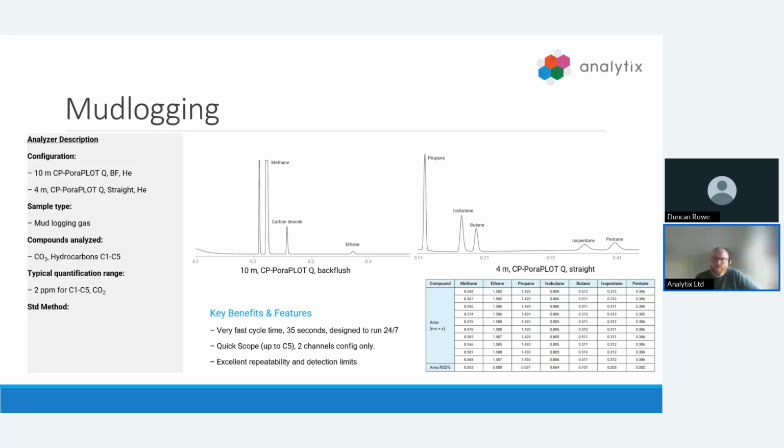This was used for the analysis of C1 and C2. The backflush option was deployed to flush the heavier components out from the pre-column before they enter the analytical column. And this helps reduce analysis time. Otherwise, the analysis would last much longer due to those heavier compounds eluting later onto the channel.